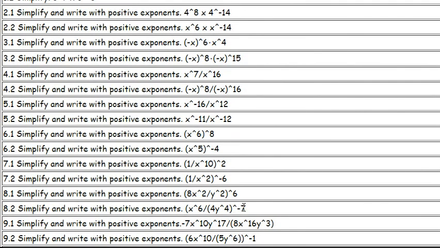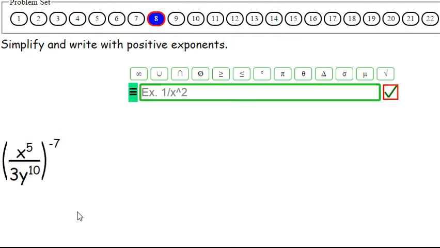And we're looking at 8.2, it looks like. Things are starting to get hairy now. So we have x to the 5th over 3y to the 10th, and all of that is raised to the negative 7.